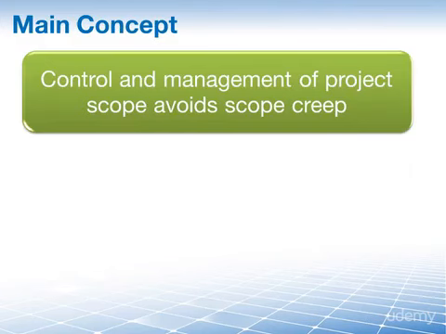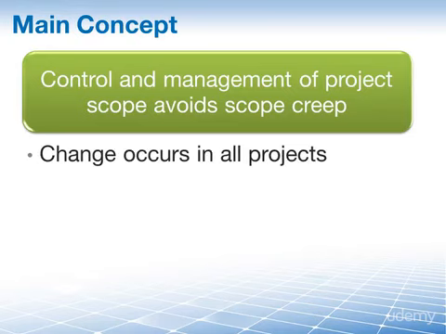The main concept to understand in control scope is that this is where you avoid scope creep. Scope creep refers to uncontrolled changes in a project or product's scope, which can occur when the scope of a project or product is not properly defined, properly documented, and properly controlled. It is important to realize that changes occur on all projects.